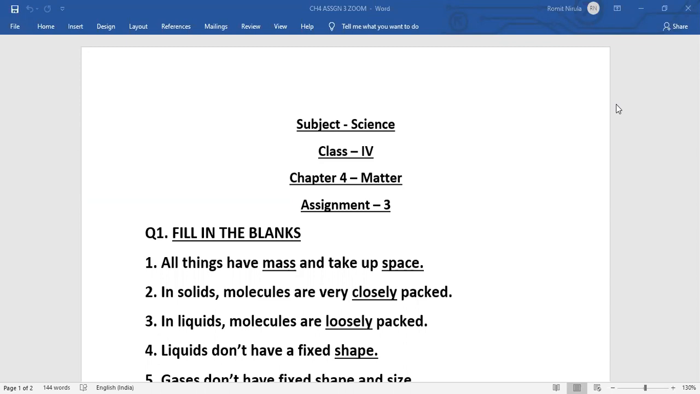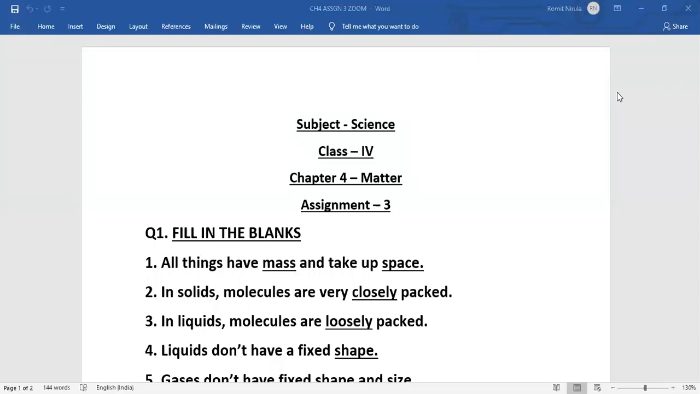Number 1. All things have mass and take up space. That means everything around you has some mass or weight and it also occupies some space.